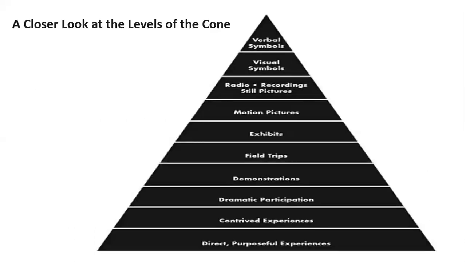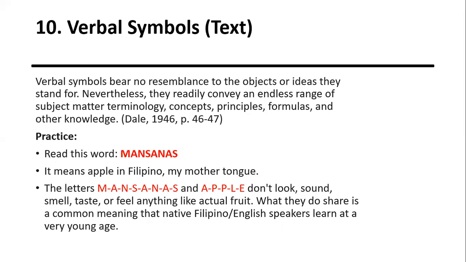Okay, so let's take a closer look at the levels of the cone, starting with number 10, the one at the tip, the verbal symbols or text. Verbal symbols bear no resemblance to the objects or ideas they stand for. Verbal symbols refer to text or words. And as we can see, these words or texts do not look like the objects or ideas that they stand for. Okay?